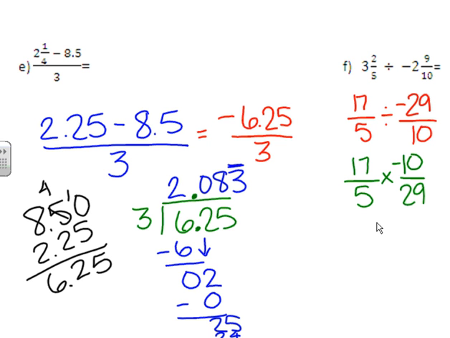All right, before I do this, I'm going to simplify these numbers a little bit. 10 fifths can simplify into 2 over 1. And then I can just multiply straight across. 17 times 2 is 34. 1 times 29 is 29. A positive multiplied by a negative is a negative. And then 34 divided by 29, I'm going to get 1 whole with 5 29ths left over, and it's still negative. So negative 1 and 5 29ths.